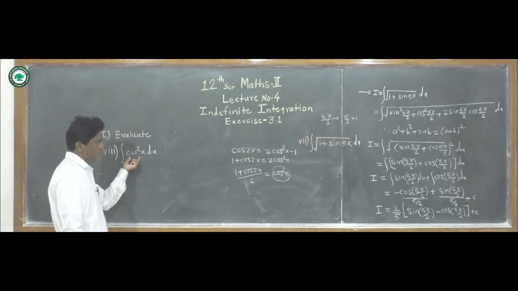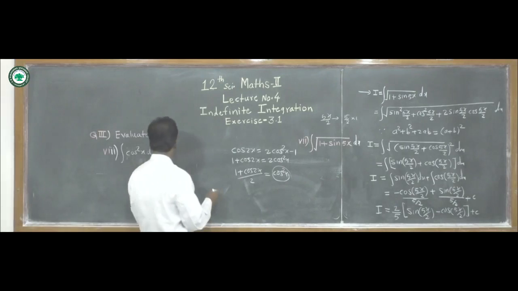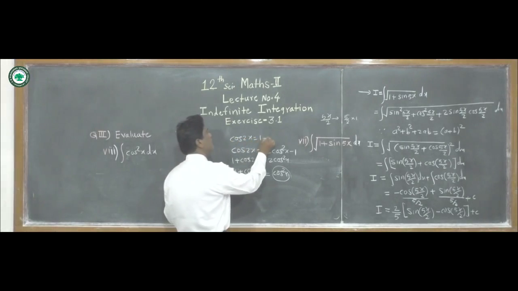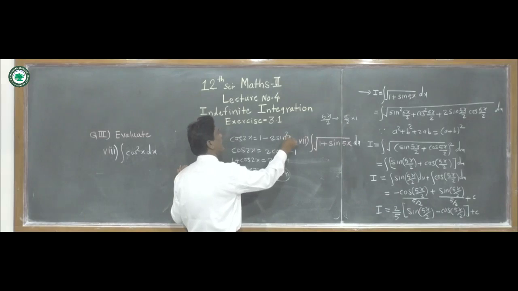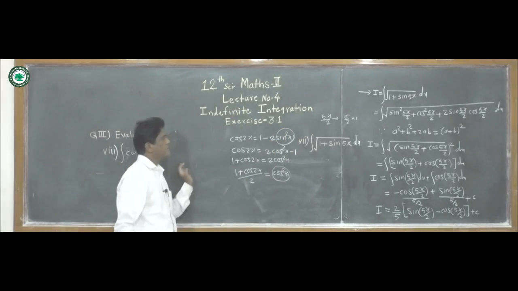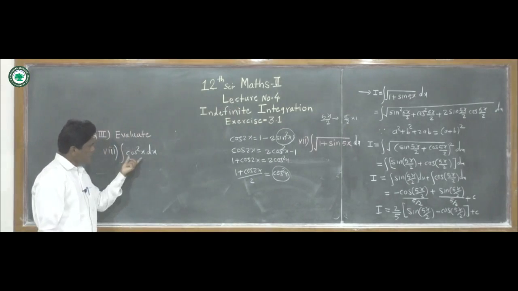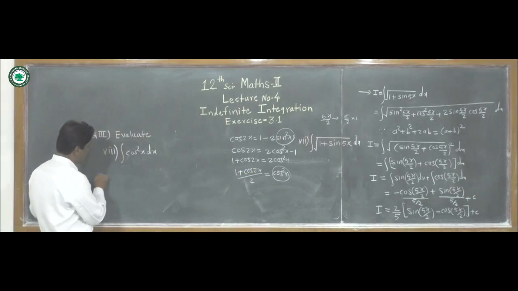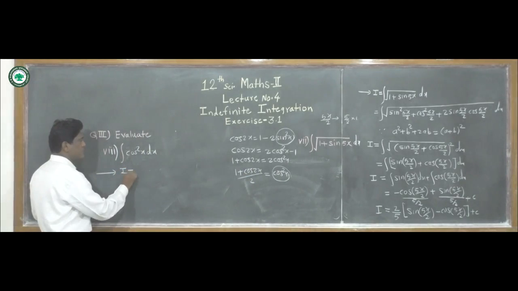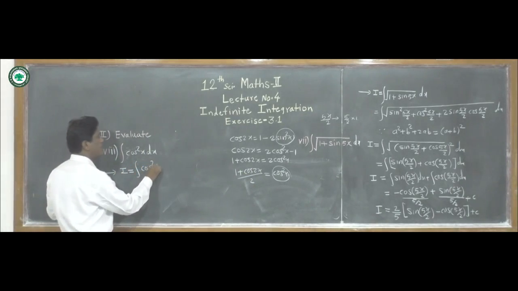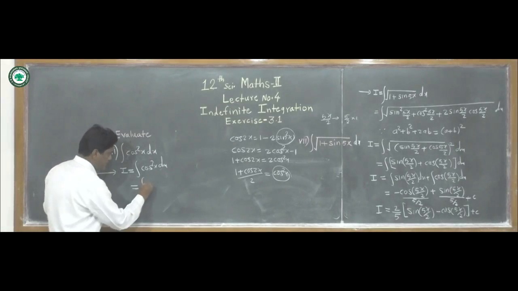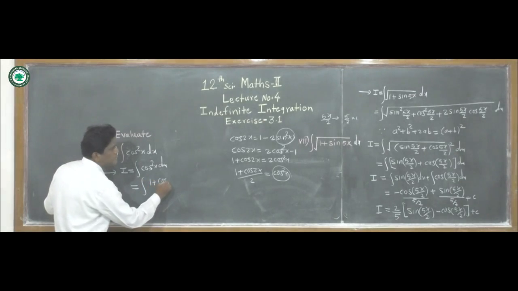So we put the value of cos square x as 1 plus cos of 2x upon 2. And if it is sin square x, then use the formula cos of 2x equals 1 minus 2 times sin square x, and find the formula for sin square x from this. So we replace cos square x as 1 plus cos of 2x upon 2. For the solution, firstly call this I. So I is equal to the integration of cos square x dx, which is equal to the integration of 1 plus cos of 2x divided by 2 dx.